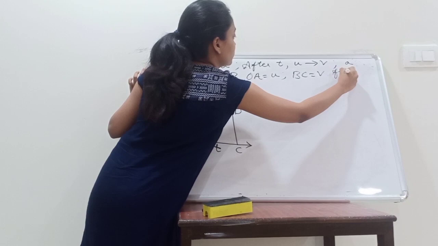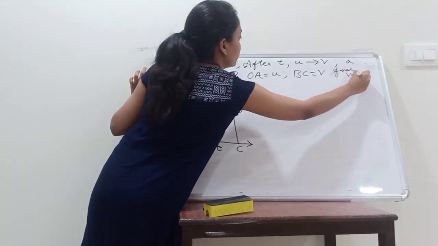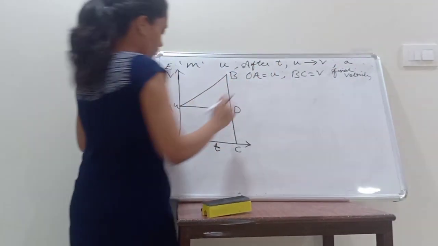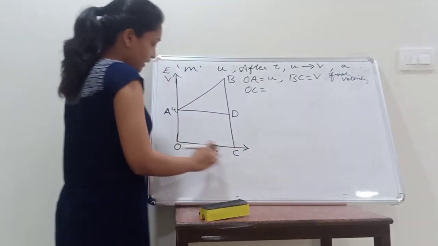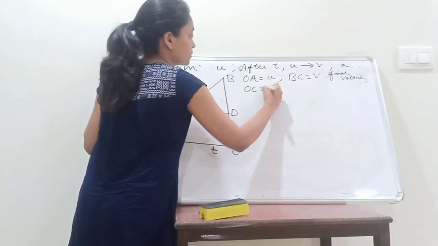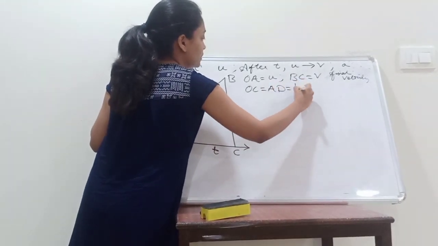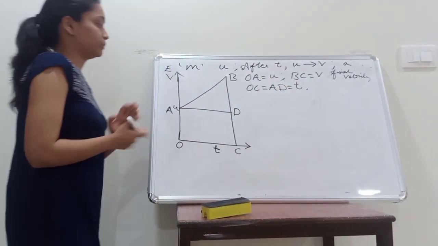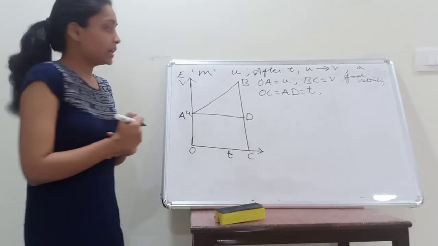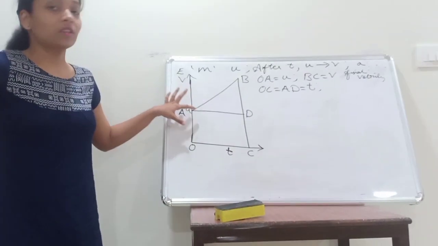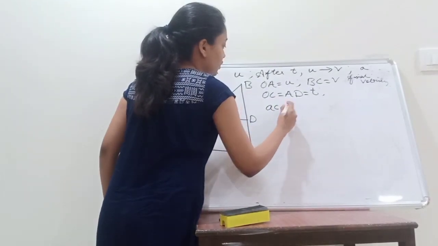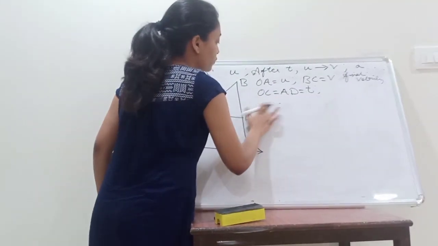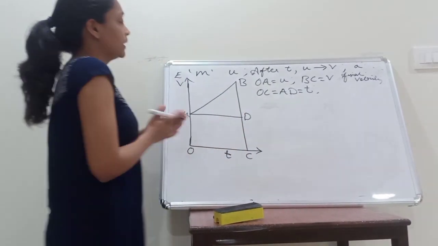This final velocity, whereas OC and AD is t, time. Okay, so we know that slope of velocity versus time graph gives us acceleration. Before we find out the slope, let's write.